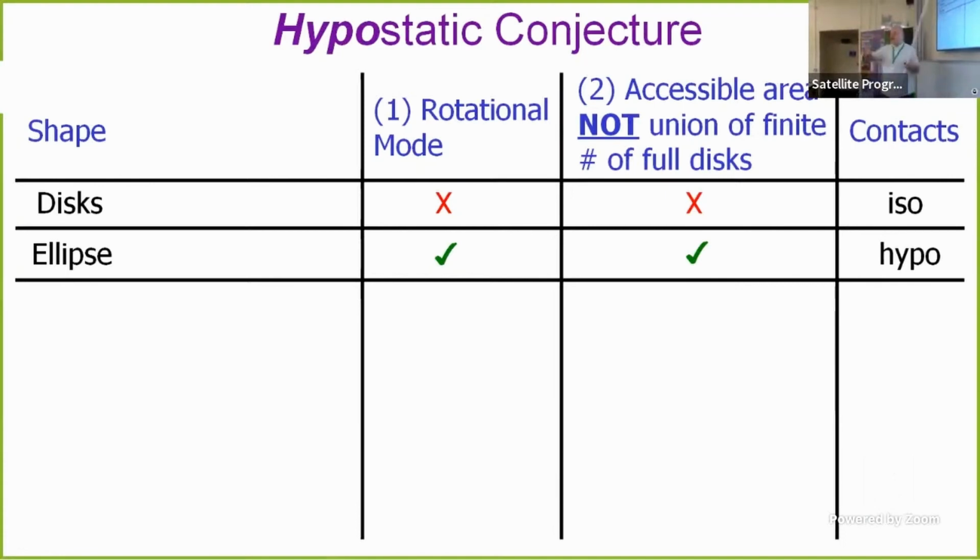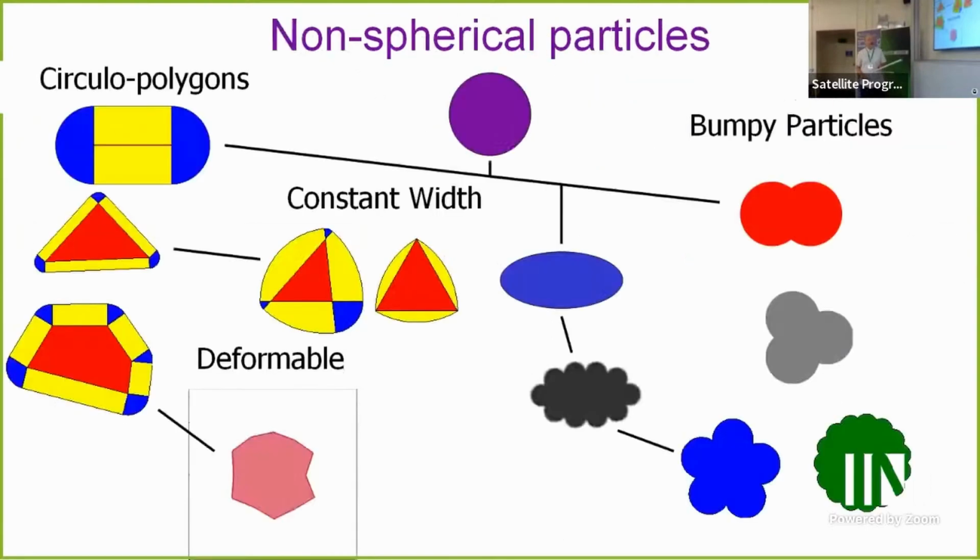Ellipses have a rotational mode, and you can't make an ellipse out of a finite number of circles. You need an infinite number to make it. And so that's hypostatic, and that's good. So those are two in our conjecture.